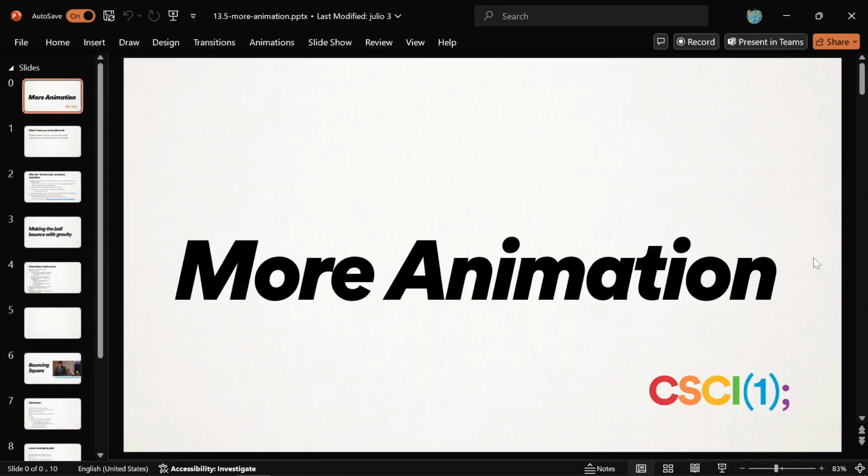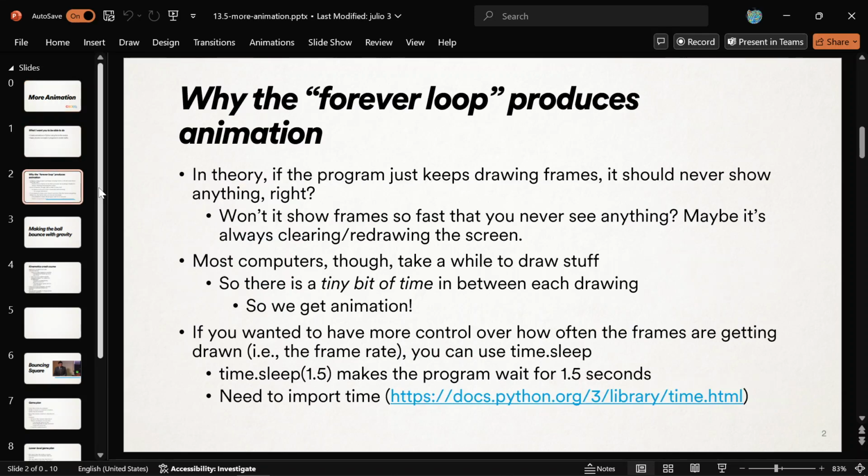Let's continue with animation. I'm excited to make the example that was already cool last time, with the ball going up and down, even fancier. Let's continue with that. All right, so let's go back to that code actually.